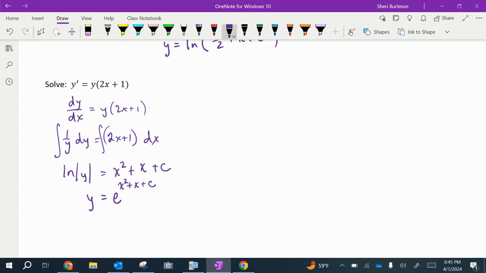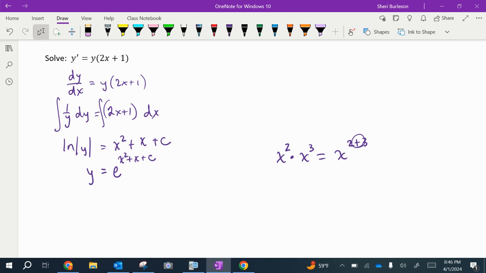Now, using our exponent rules, x squared times x cubed is x to the 2 plus 3. When I have addition in the exponent, I had multiplication with like bases. So I'm going to rewrite this. So if you got it to this point, good job, but I want to show you something different here.